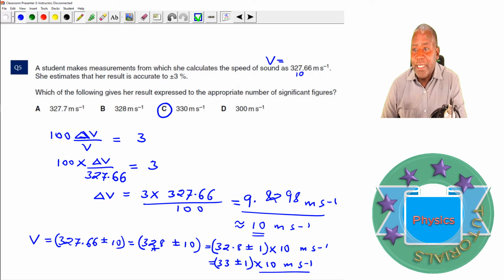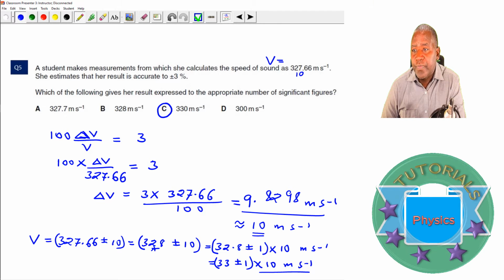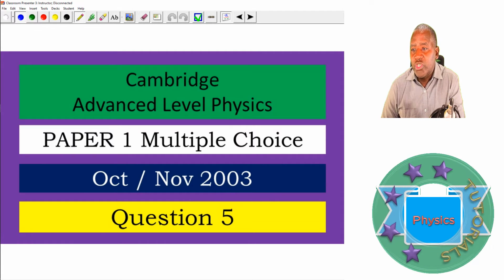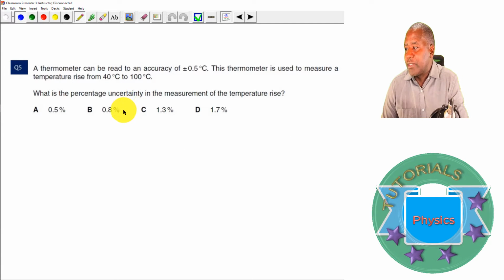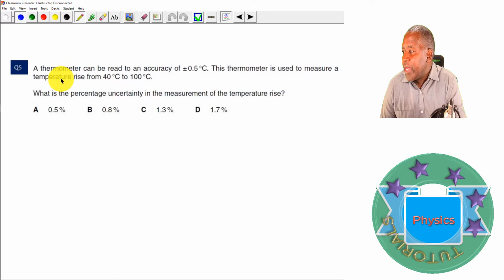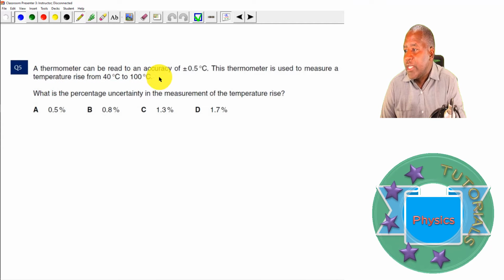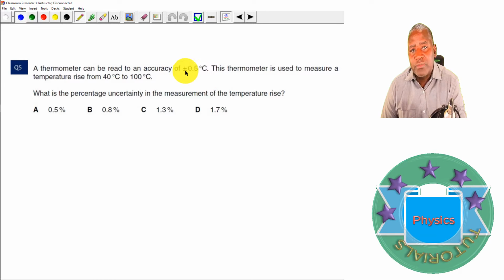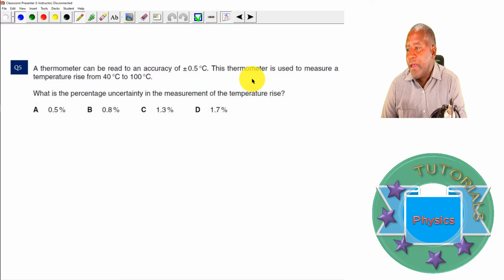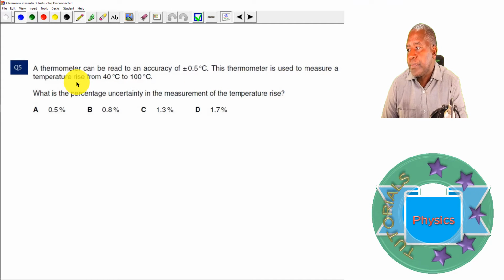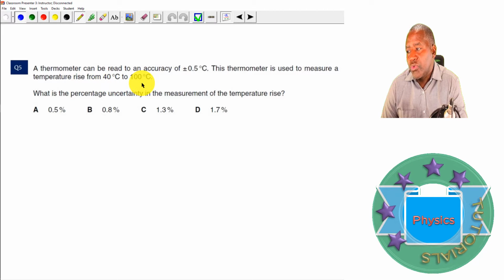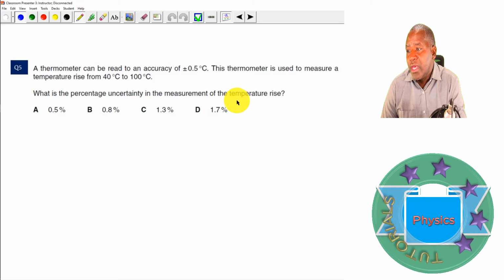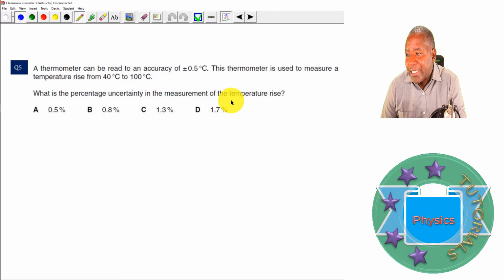Now let's look at the next example. The next example comes from October-November 2003, question 5. And here we have it. What are we given here? We are told that a thermometer can be read to an accuracy of plus or minus 0.5 degrees Celsius. The thermometer is used to measure a temperature rise from 40 to 100 degrees Celsius, and we are required to calculate the percentage uncertainty in the measurement of the temperature rise.